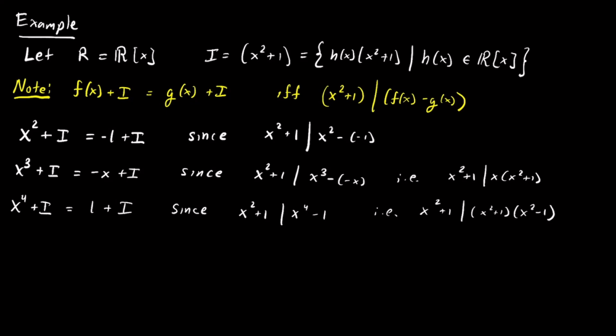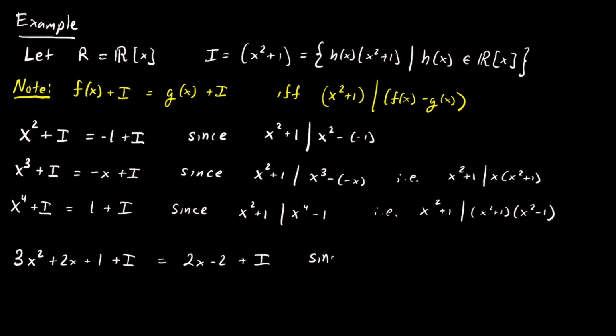I'm making certain elements of my ring equivalent to one another, just like in Z mod n, I made n equivalent to 0 and then explored the consequences of that. We do have some more complicated examples. So I can look, for example, at 3x squared plus 2x plus 1 plus I. This is equal to 2x minus 2 plus I.